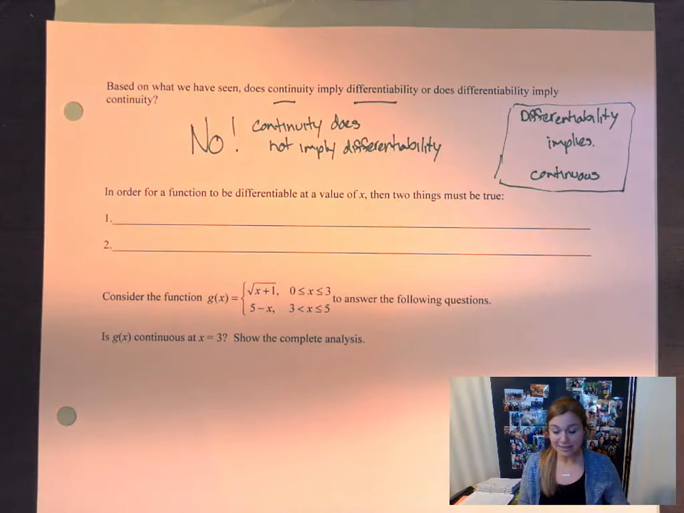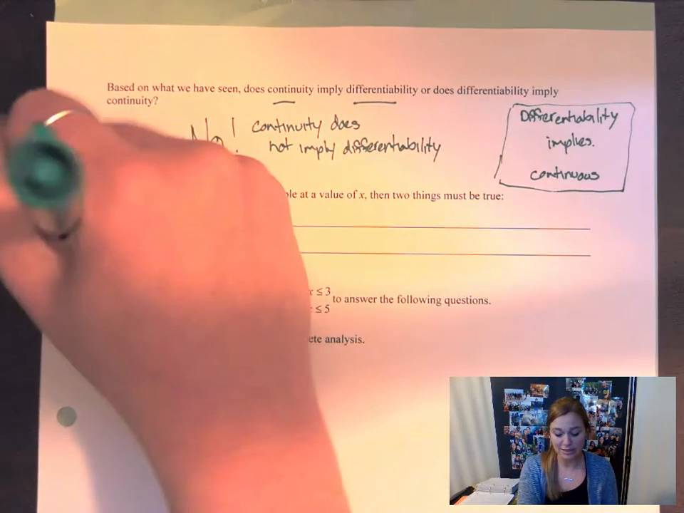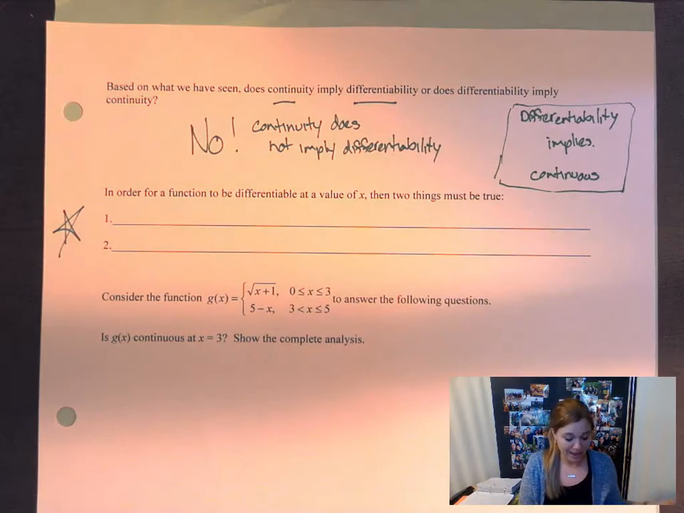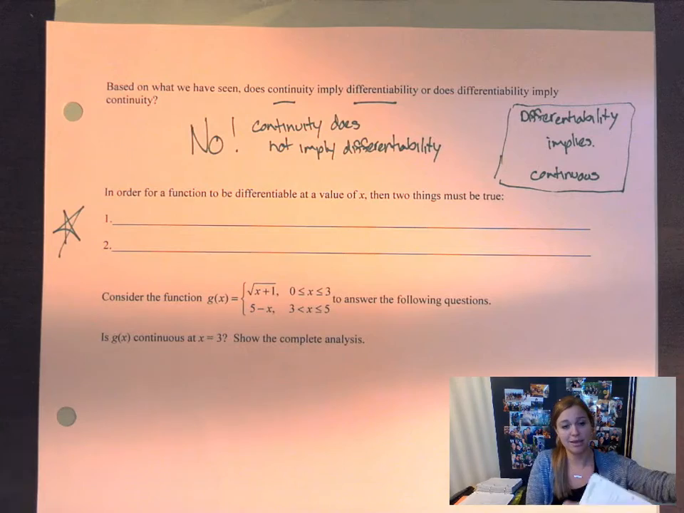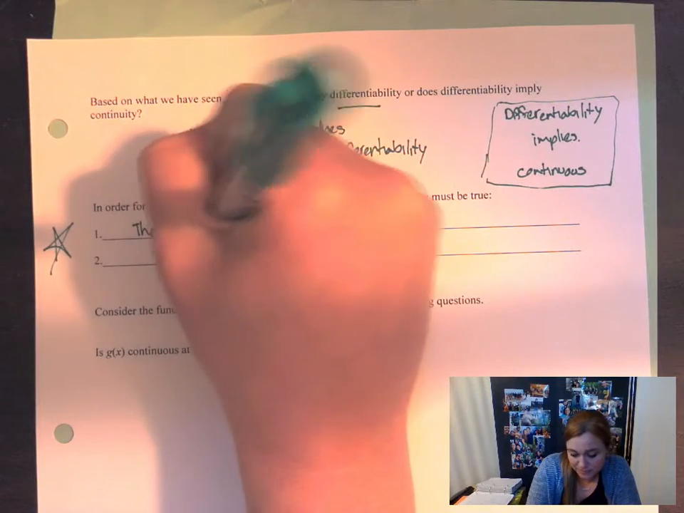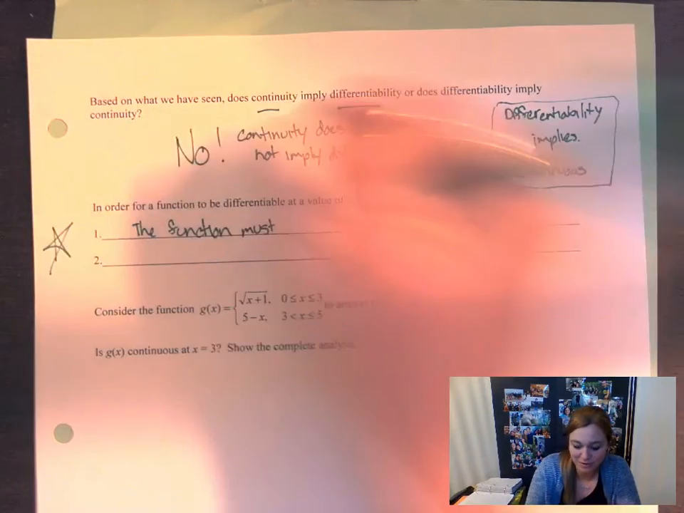So this is kind of the new thing. Like if a limit exists, then the left has to equal the right, or if the function is continuous, then the function value exists, the limit exists, and the function value equals the limit. This is another one of those things that you really need to know. In order for a function to be differentiable at a point x, the function must be continuous. You can't take a derivative of something that's not there.